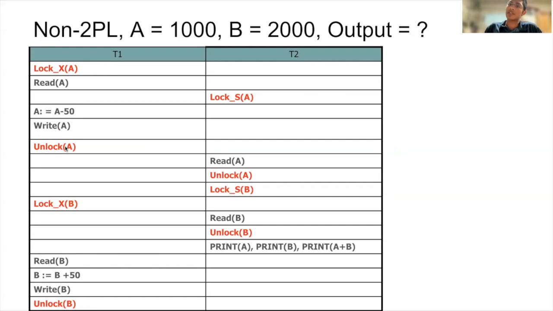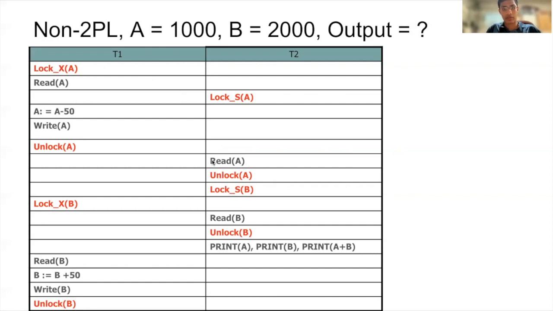And for the purposes of this transaction, let's think of it like you're transacting money. So A is losing $50 here, and we're going to give those $50 to B. Okay, we're going to unlock A here. Now, T2, meanwhile, has requested A, and it's going to wait till T1 unlocks A. Then T2 is going to read A. It'll unlock A, then it'll lock B. It'll get a shared lock on B. So at this point, T2 has read the value of A as 950, 1,000 minus 50.